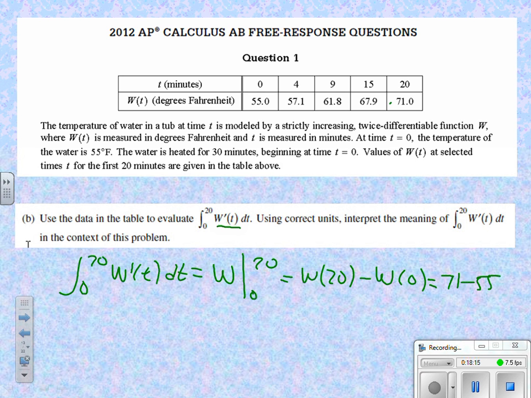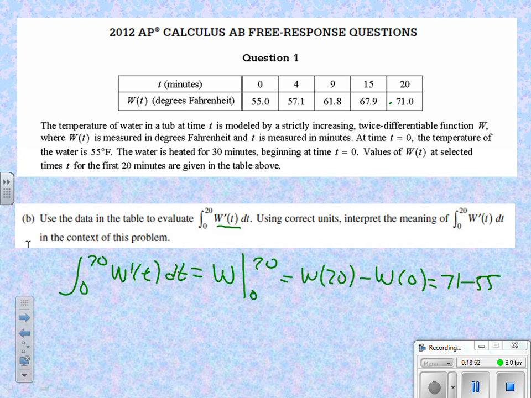And of course, they want the meaning of that. Let's go back to an old sentence. The integral of the rate of change of w yields the net change in w. The integral from 0 to 20 of w prime would yield the net change in temperature measured in degrees over 20 minutes. And of course, you had to tell them it was over 20 minutes, and they asked for the correct units. They would want degrees Fahrenheit.